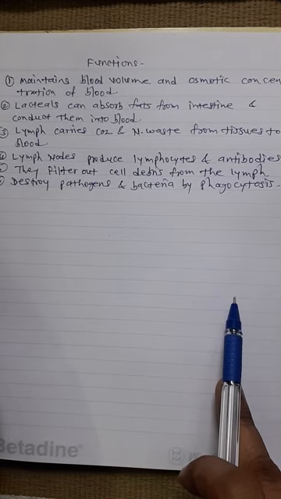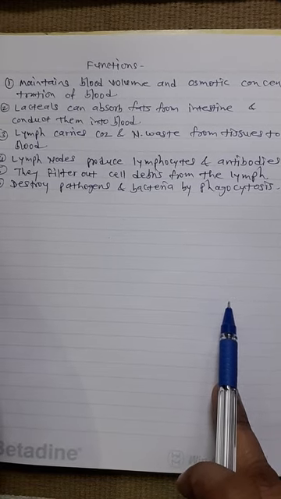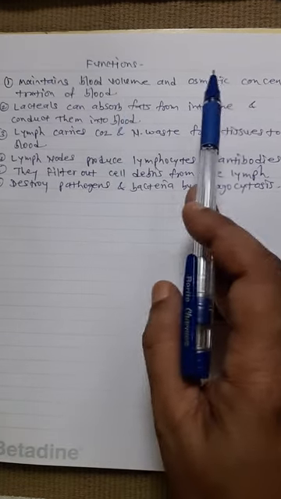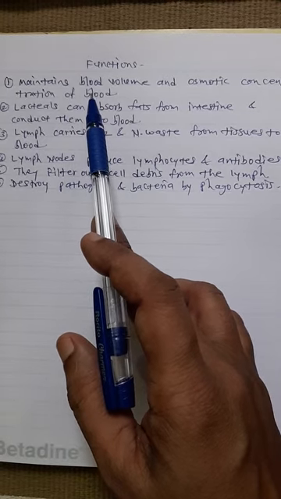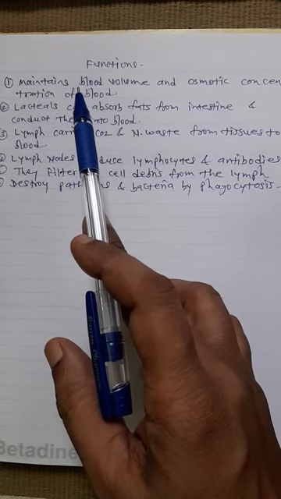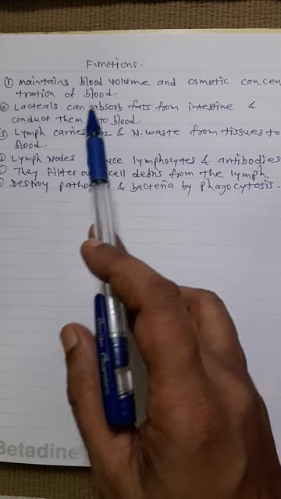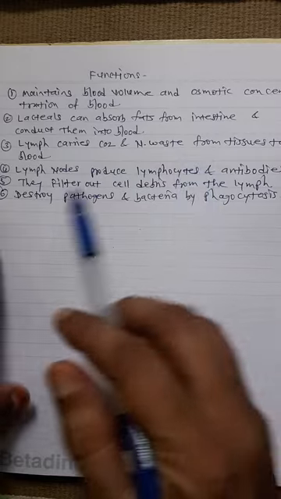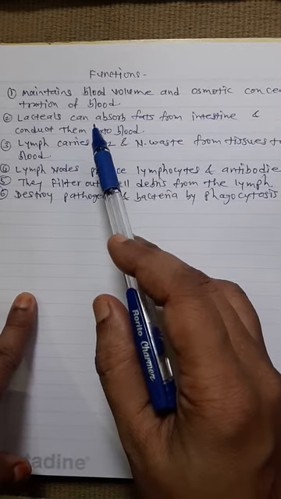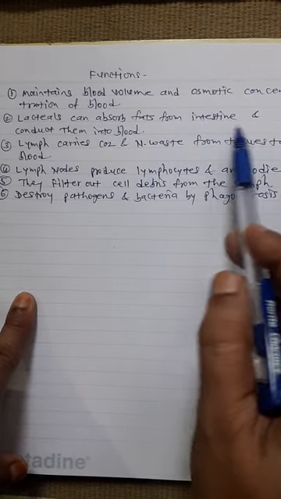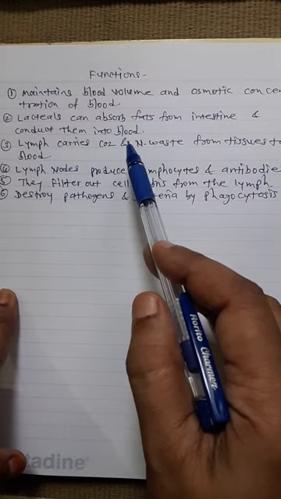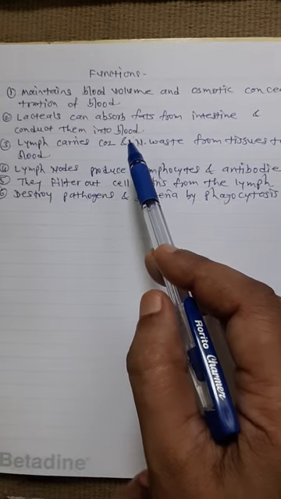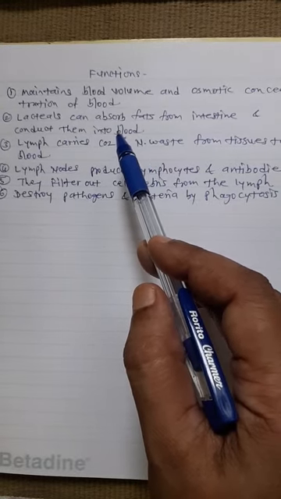Now, functions of the lymphatic system. The lymphatic system maintains blood volume and the osmotic concentration of blood. As the tissue fluid, the lymph, is drained into the blood capillary, that's why it maintains the blood volume. Lacteals, as we studied, absorb fats from the intestine and conduct them into blood. So fat from the intestine is carried into the blood with the help of the lymphatic system.